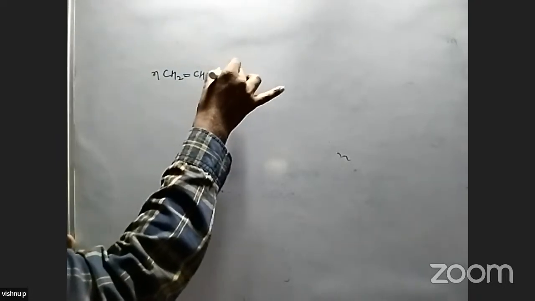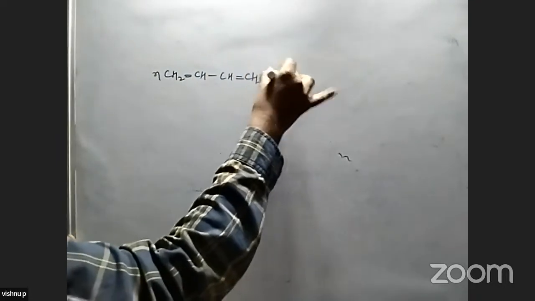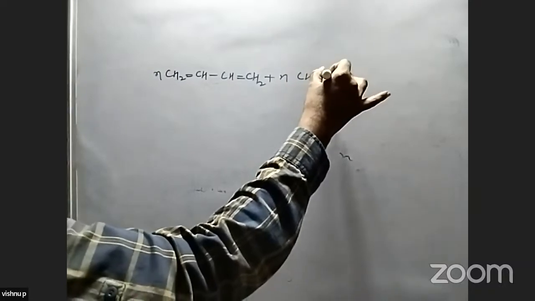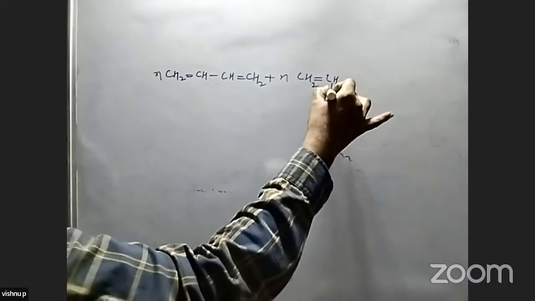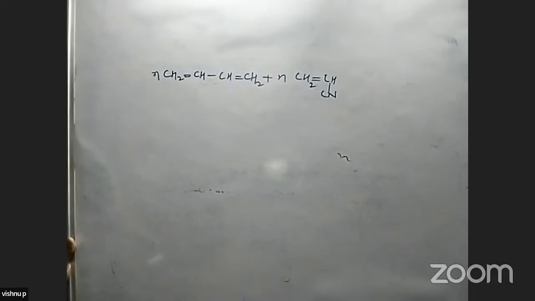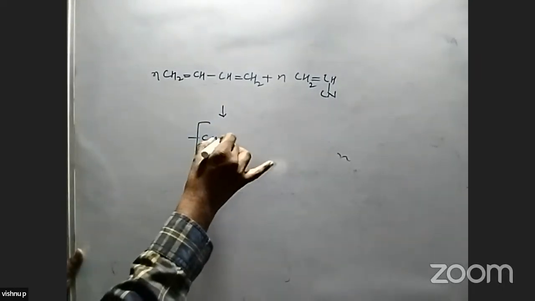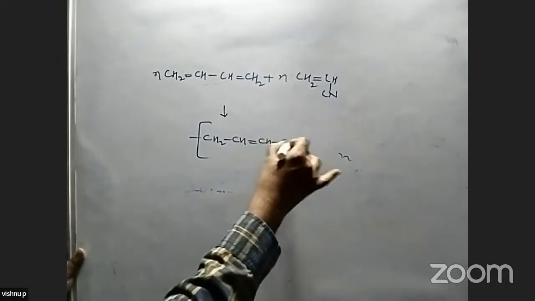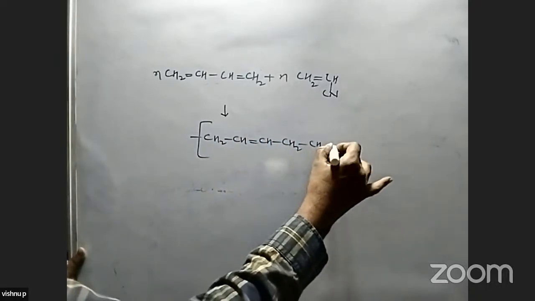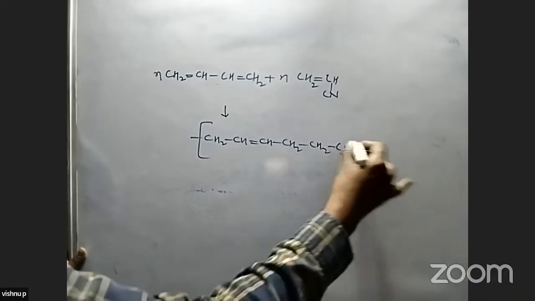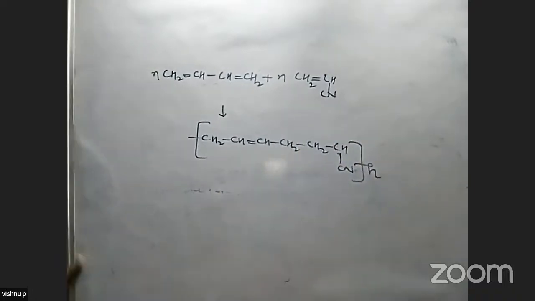So here n number of 1,3-butadiene molecules combine with n number of vinyl cyanide molecules, and the polymer formed in this reaction is CH2, CH double bond CH, CH2, CH2, CHCN, with n number of molecules formed here. This is called Buna N rubber.